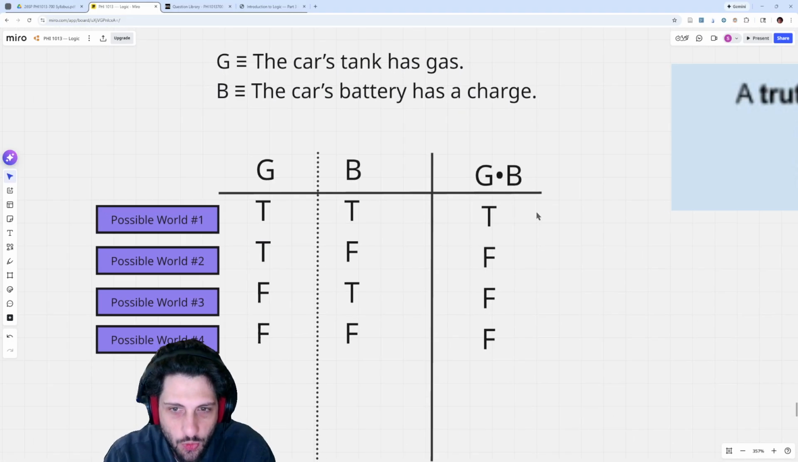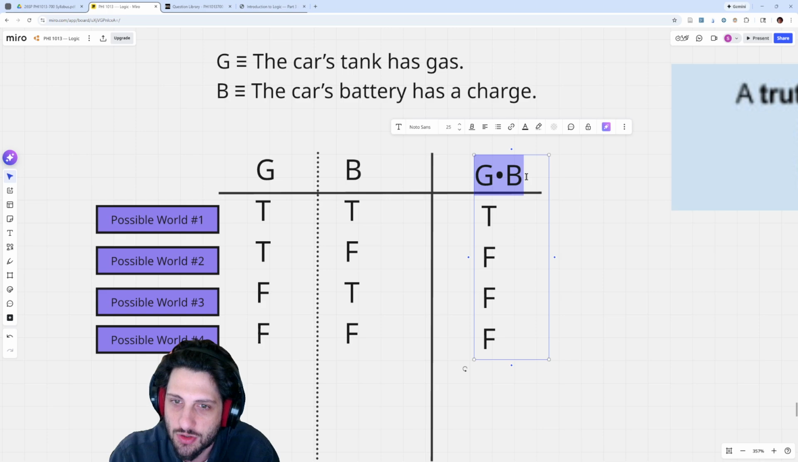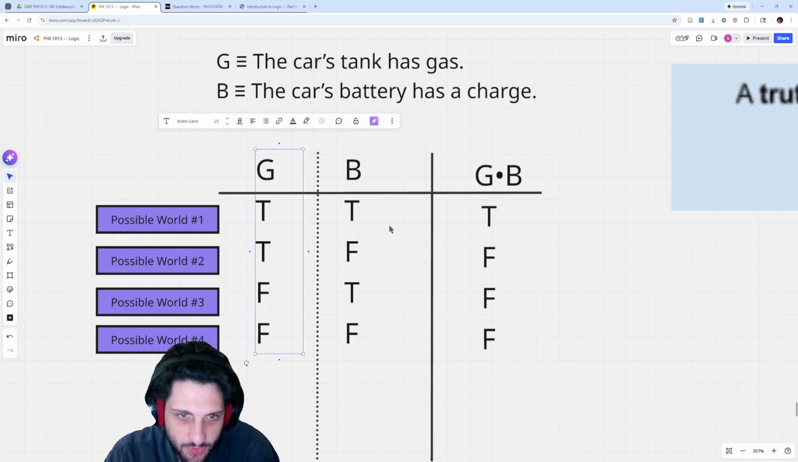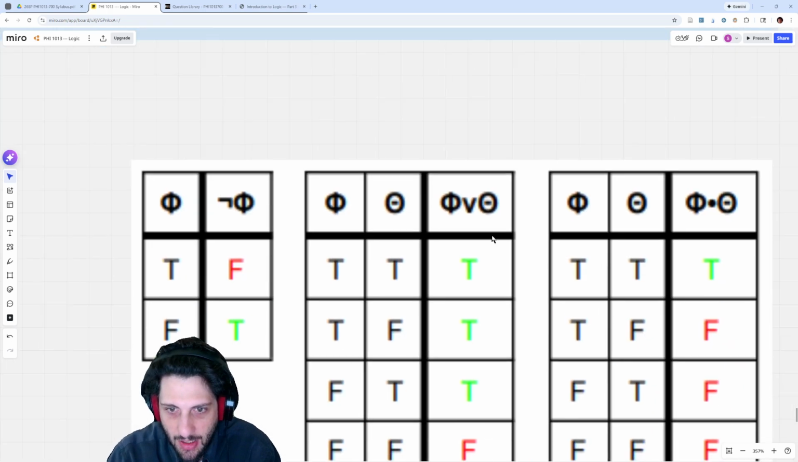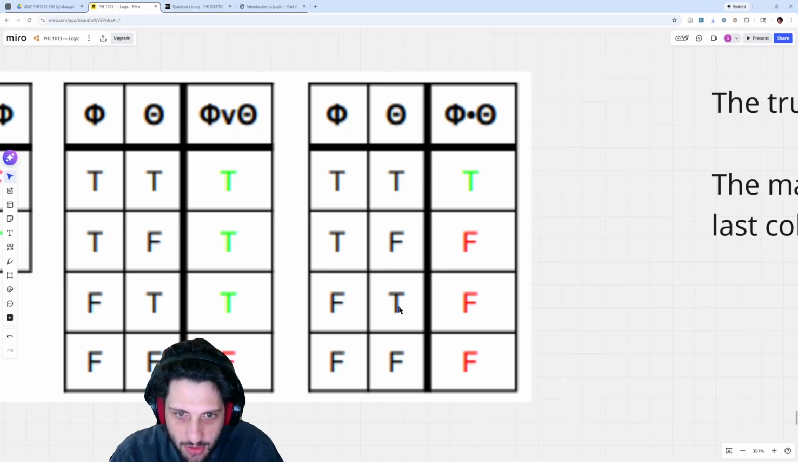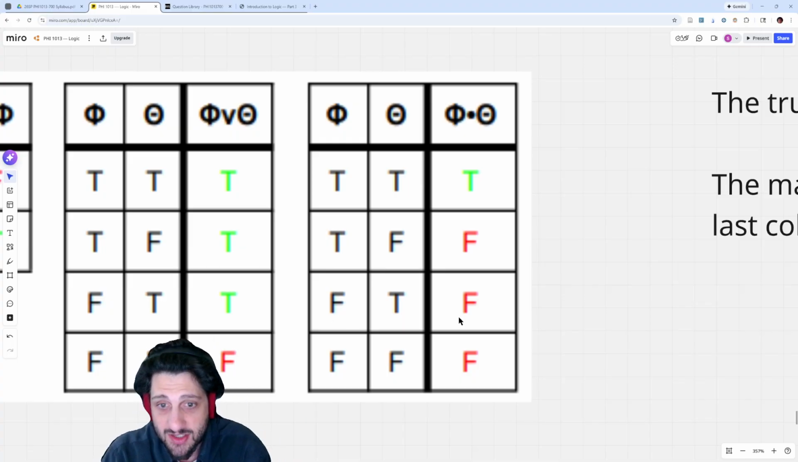Just this idea that the only time a conjunction is ever true is when both of the sides are true. If we're living in this third possible world where we don't have phi but we do have theta, it's wrong to say that both phi and theta happened.